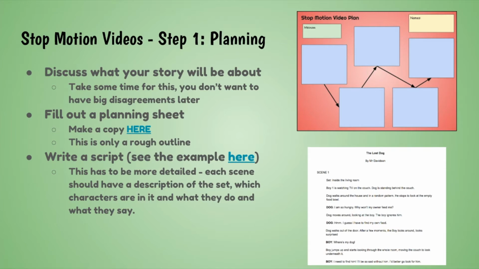The first step to making stop motion videos is planning. It's really important that you get the children to discuss what their story is going to be about. When working collaboratively, if they don't do this, they will likely come to disagreements later.